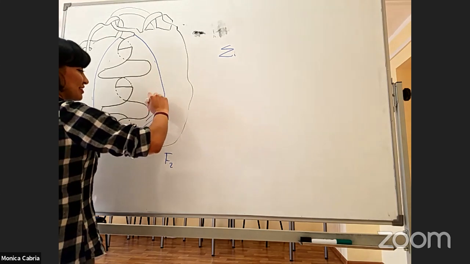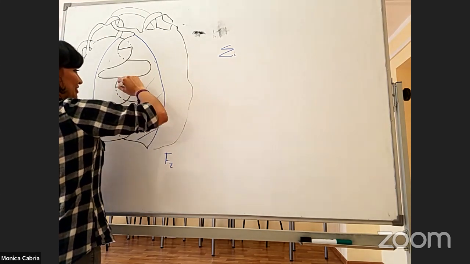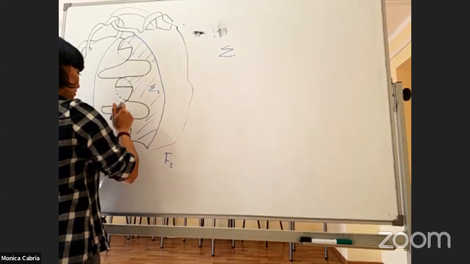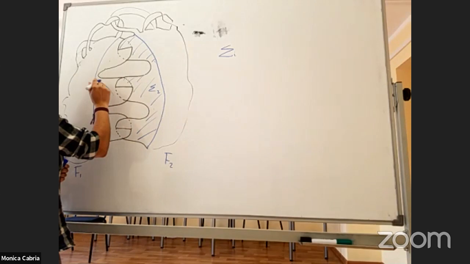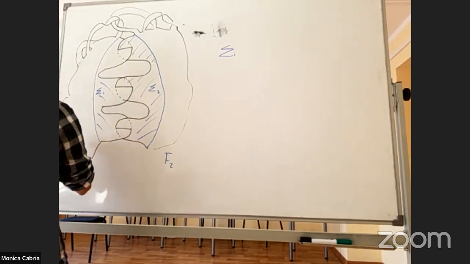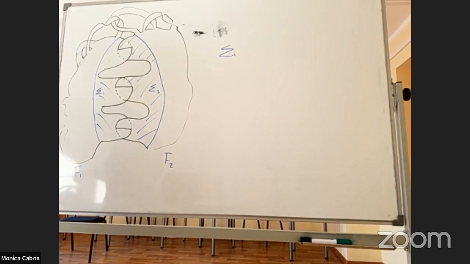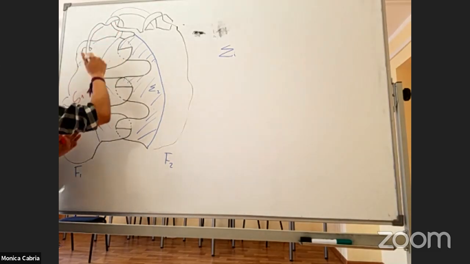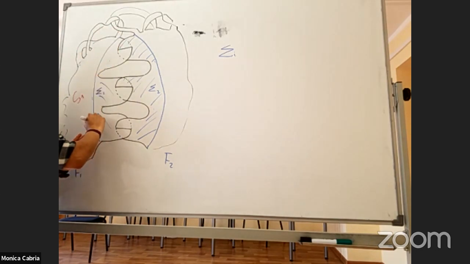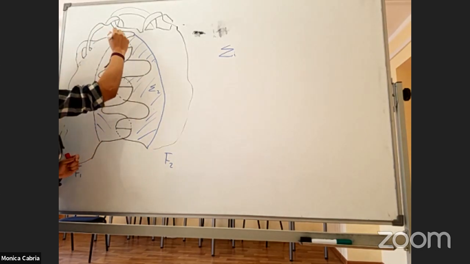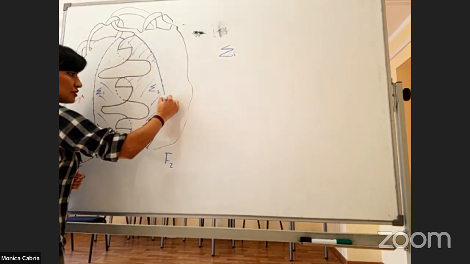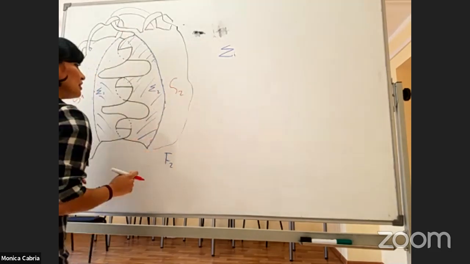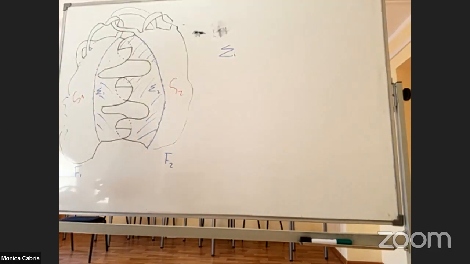All this part, this shaded part with the intersections as well, is going to be our sigma 2, and similarly sigma 1. And the rest of the surface is going to be S1, but we close it. So we're going to have this intersection. We close it. So this is going to be S2 together with this segment. And our intersection, I'm going to call it J.